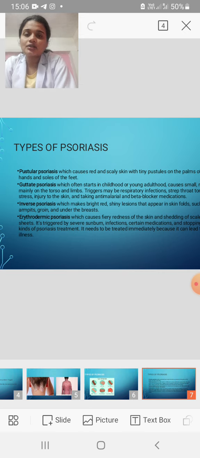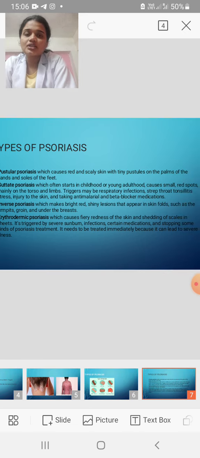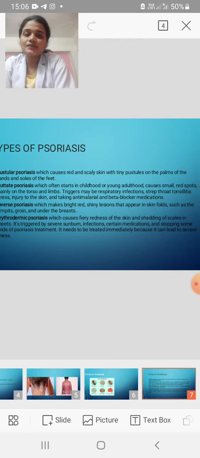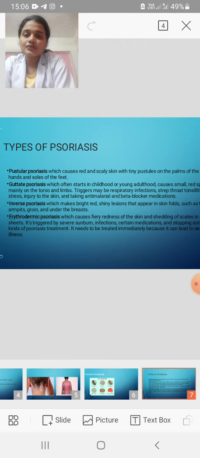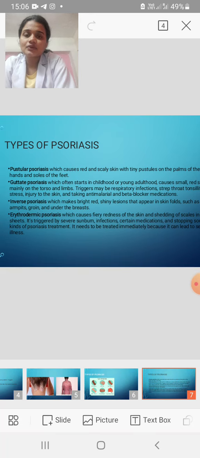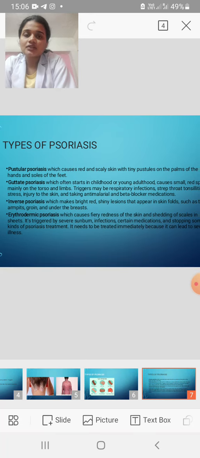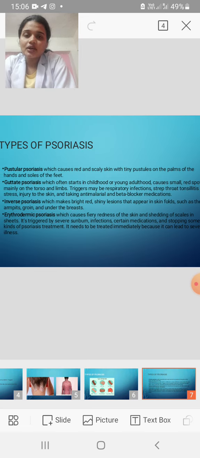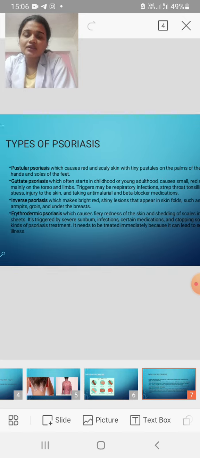And erythrodermic psoriasis causes a fiery redness of the skin and shedding of scales in sheets. It is triggered by severe sunburn, infection, certain medications, and stopping some kinds of psoriasis treatment. It needs to be treated immediately because it can lead to severe illness.